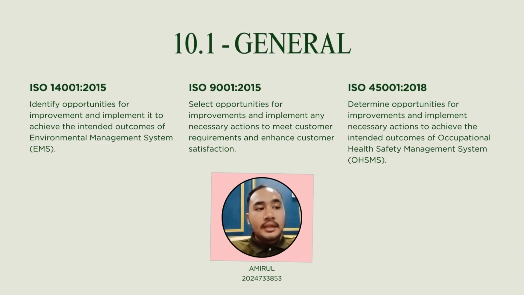For improvement, ISO 14001:2015 EMS: identify opportunities for improvement and implement them to achieve the intended outcomes of the environmental management system. For ISO 9001:2015 QMS: select opportunities for improvement and implement any necessary actions to meet customer requirements and enhance customer satisfaction. Meanwhile, for ISO 45001:2018: determine opportunities for improvement and implement necessary actions to achieve the intended outcomes of the OSH management system.